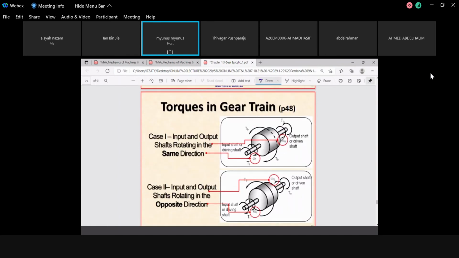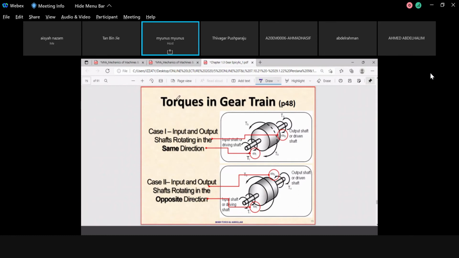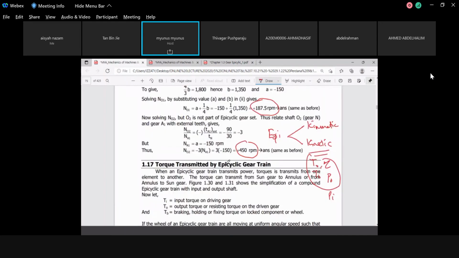You have two cases. Remember class, you have two cases. The first case is what we call input and output shafts rotating in the same direction. It simply means that omega I is equal to omega O in terms of direction, not in terms of magnitude. The problem now: how do you know that omega I equals omega O in terms of direction? In that sense, you have to go back to your solution.